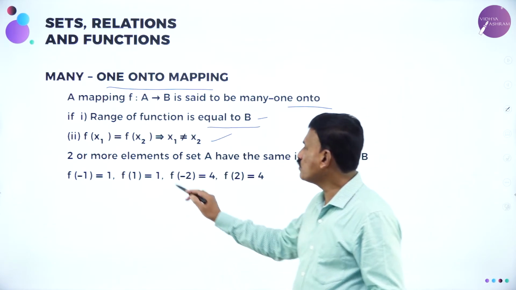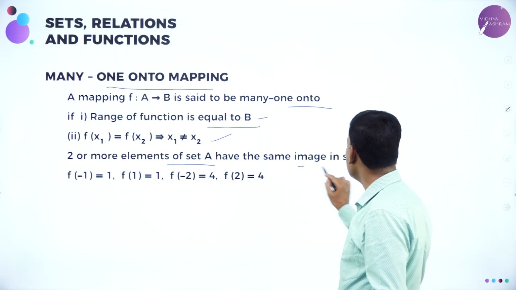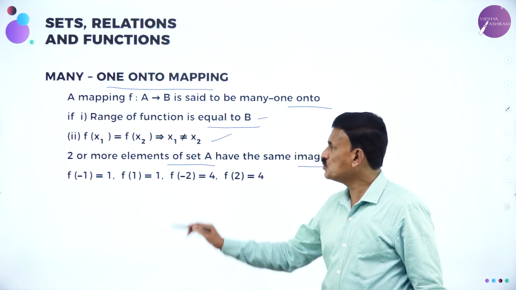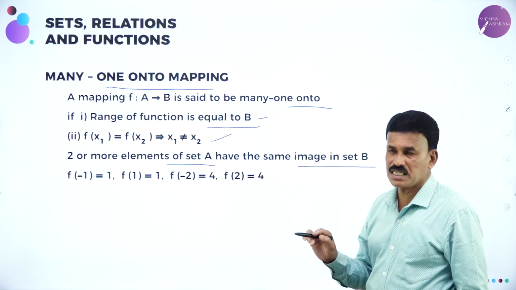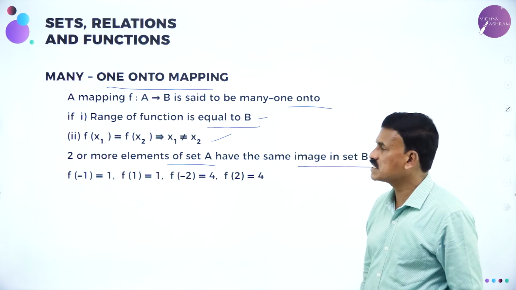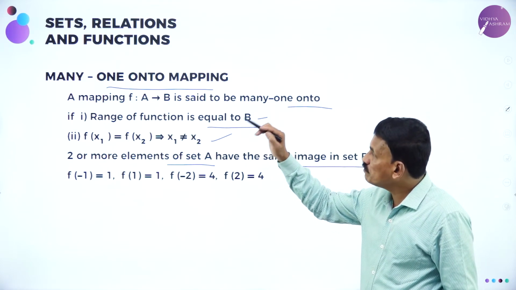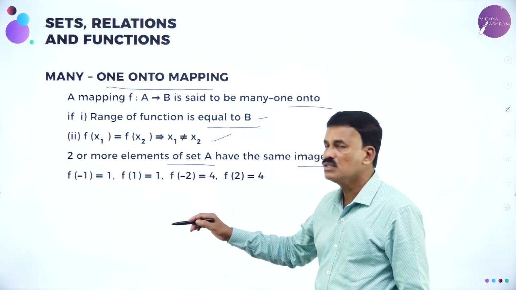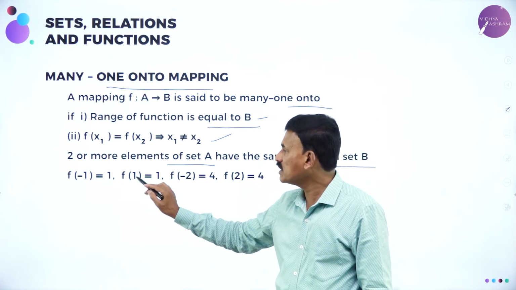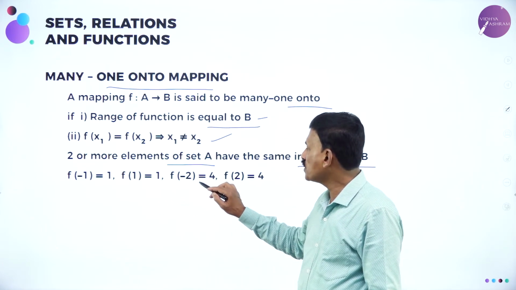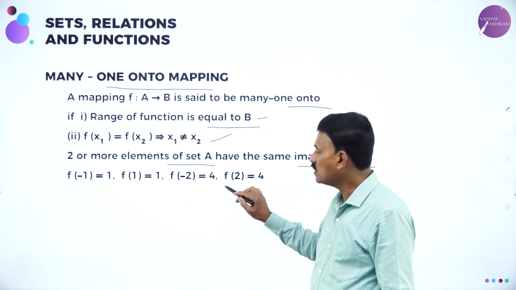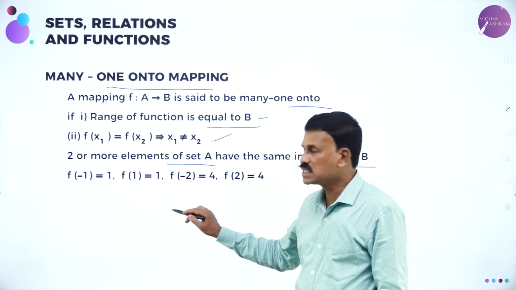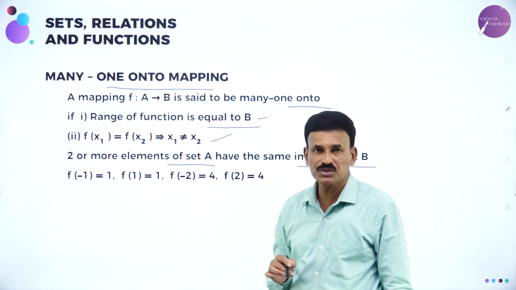That means two or more elements of the set A have the same image in the set B. Such a function is called a many-one onto function. So, suppose f of minus 1 is 1, f of 1 is also 1, f of minus 2 is 4, f of 2 is also equal to 4. This is an example for a many-one onto function.